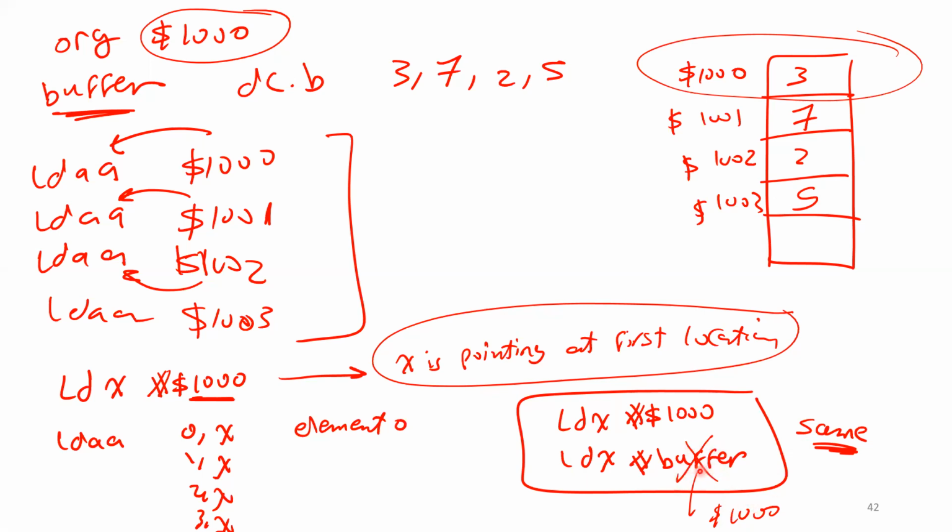So let me tell you the conclusion. Look here, guys. Usually, when I use X as a pointer, X should hold the beginning address of the array. Is that okay? In order to do that, usually we'll do something like that: load X, hashtag, and then the name of the array. Is that clear, guys? Any question?